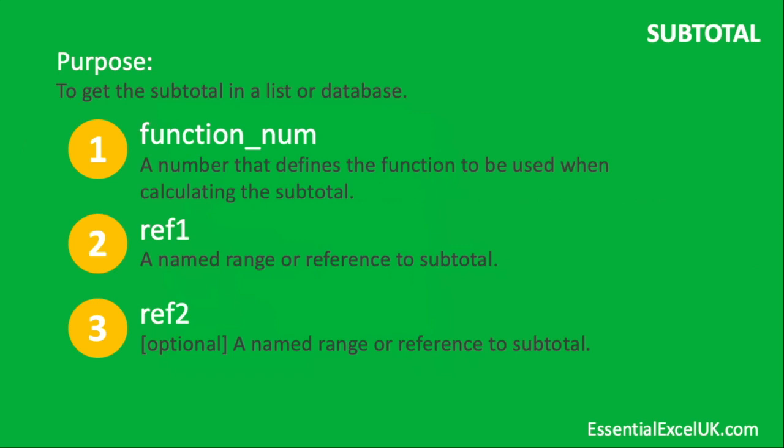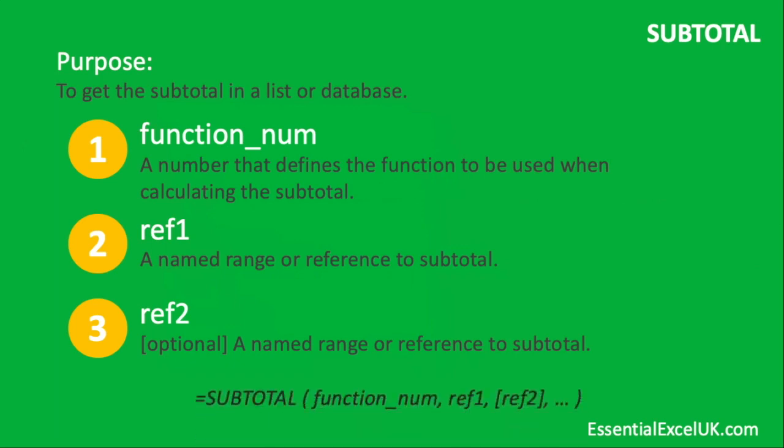The second part of the function is reference 1. So this is a named range or reference to subtotal. As we looked at before with sum formulas and count formulas, we're able to either enter separate references, hence why we have the third bullet point here of reference 2, or we can add a single range of cells that contain all the values that we want to get a subtotal for.